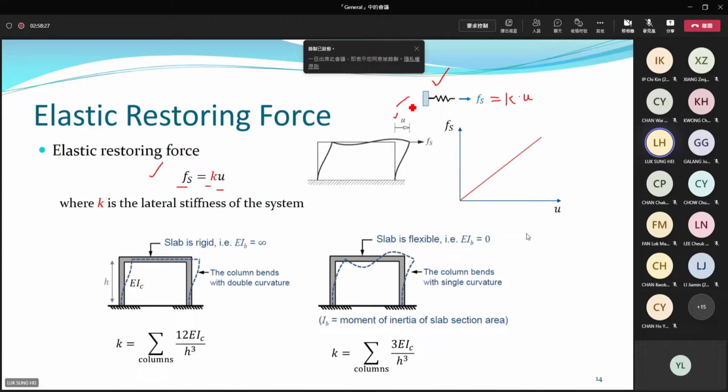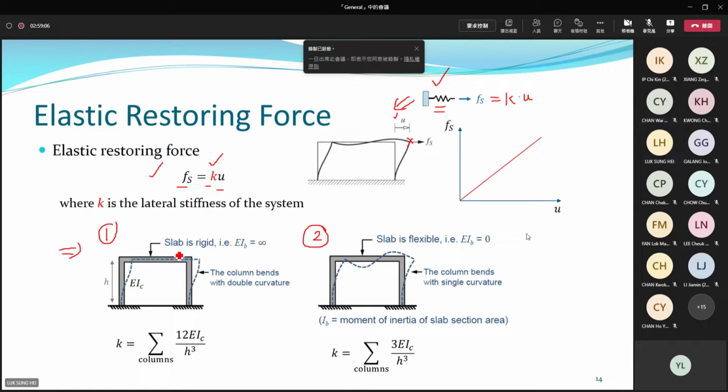When you go back to the structure, when a structure is under a concentrated force, it will displace horizontally, and the resistance is provided by the columns. So mathematically, a column can be represented as something like a spring. You just need to find the corresponding stiffness, and then they will be mathematically equivalent. Then what is the stiffness provided by a column? At the bottom, I showed you two scenarios: scenario 1 and scenario 2.